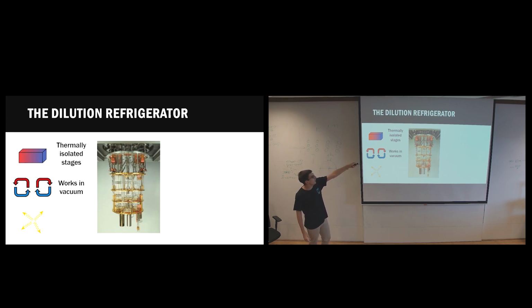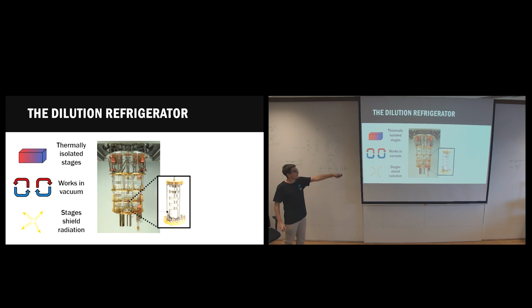This plate is at room temperature, and then this plate will absorb and attenuate part of the radiation and radiate a bit less, and then the next plate will radiate a bit less, and a bit less, and our superconductor will be placed at the very bottom. So only this part is at 10 millikelvin. This is like 1 Kelvin, 50 Kelvin. You have what we call the mixing chamber.